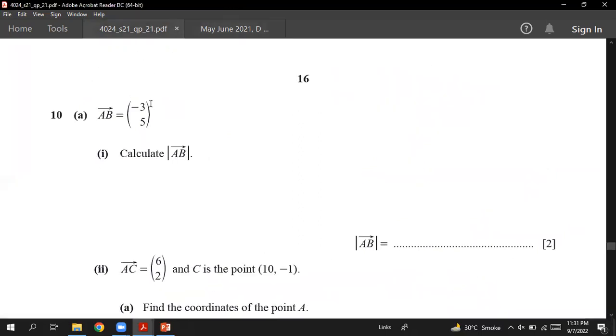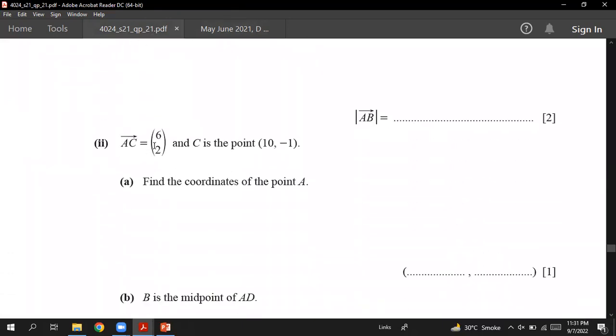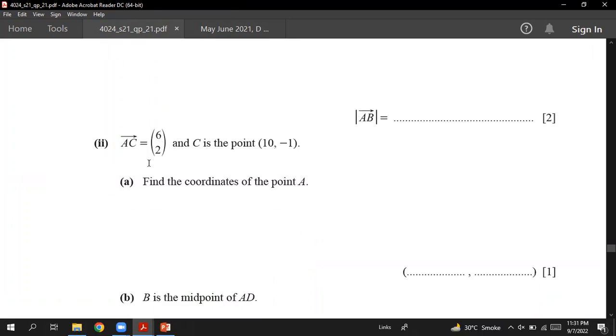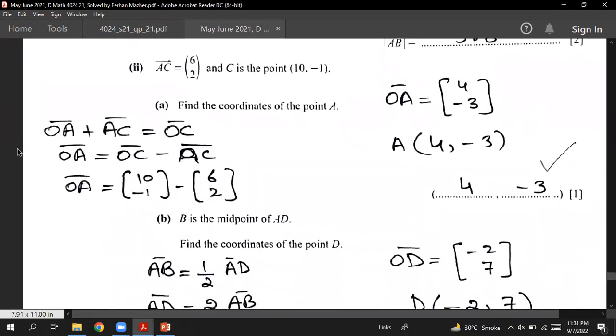Okay, the next question. They say that AC is equal to a column vector which is 6, 2, and C is the point 10, comma, minus 1. So find the coordinates of the point A. Okay, so I will apply the formula of the position vectors. You know the formula for the position vectors is that OA plus AC equals OC. So OA will be equal to OC minus AC.